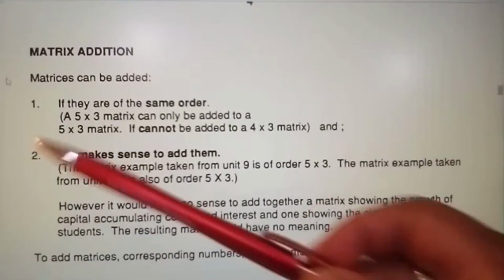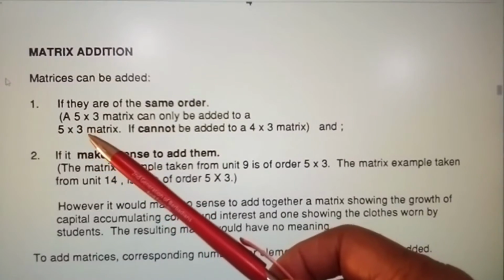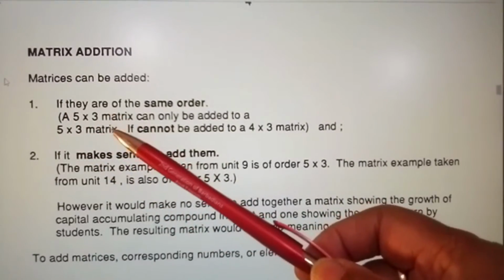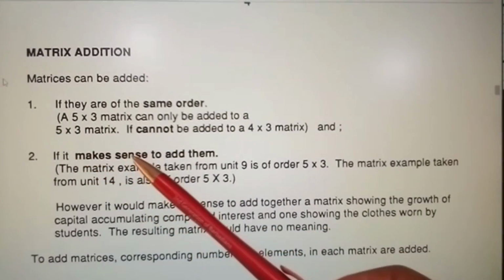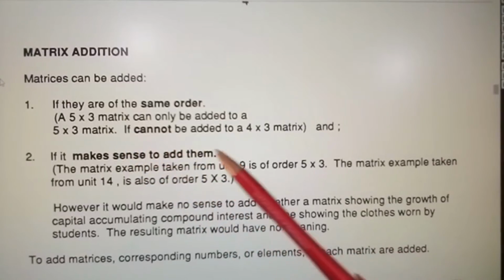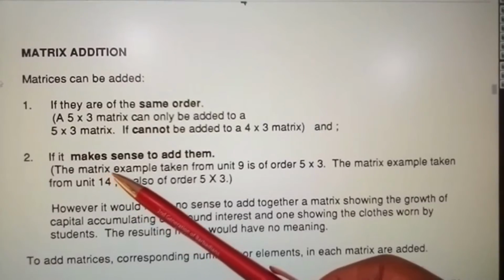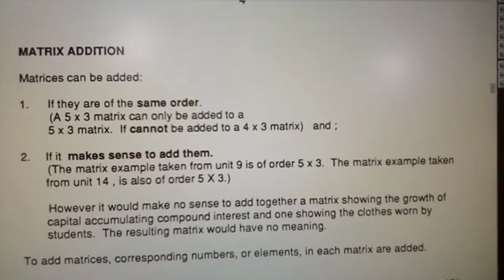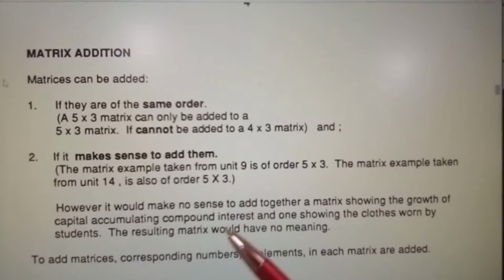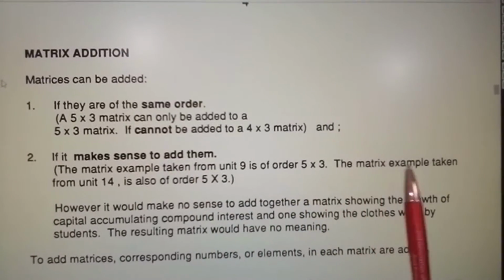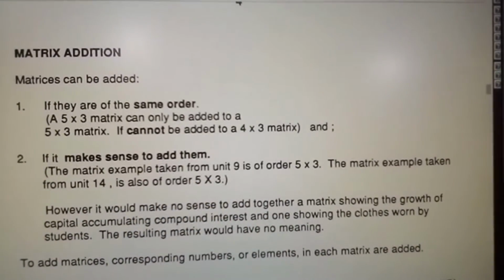Matrices can be added if they are of the same order. A 5 by 3 matrix can only be added to a 5 by 3 matrix. It cannot be added to a 4 by 3 matrix, and it must make sense to add them. The matrix example taken from unit 14 is also of order 5 by 3.